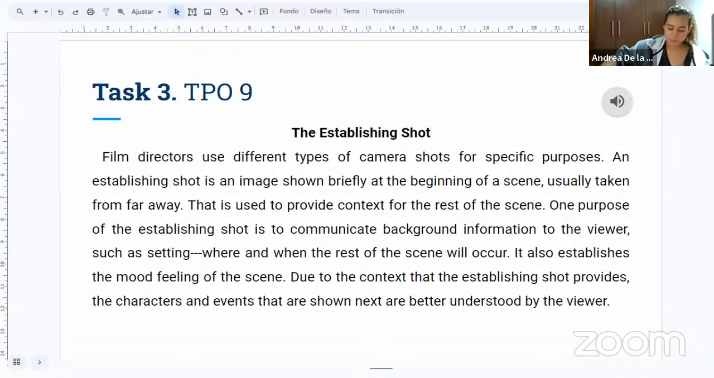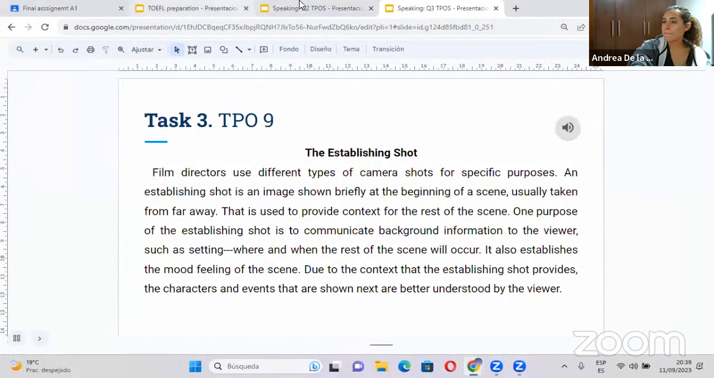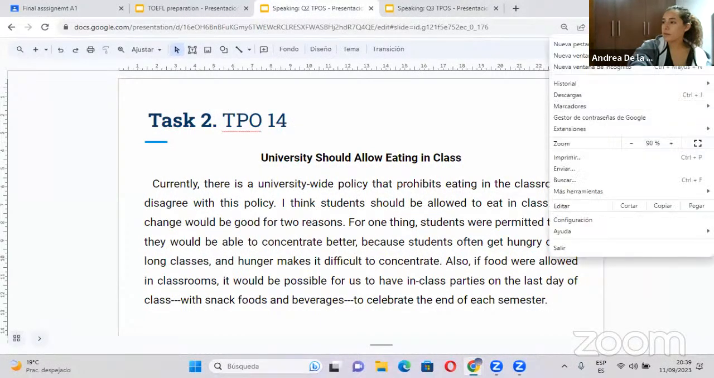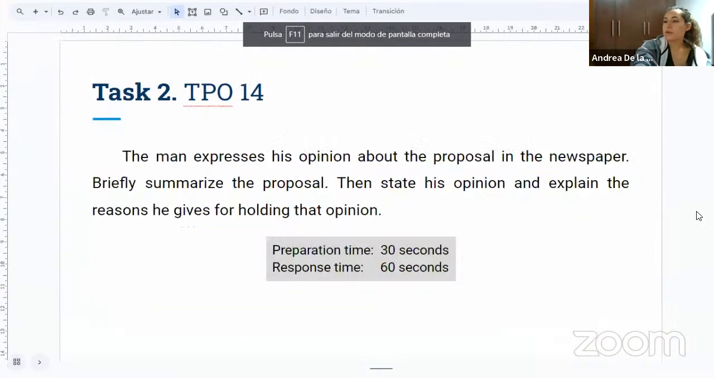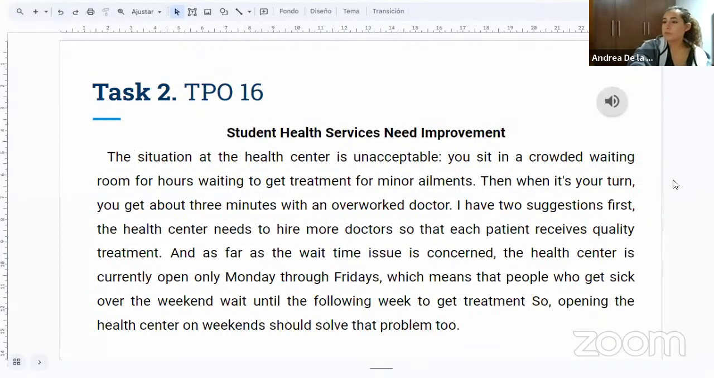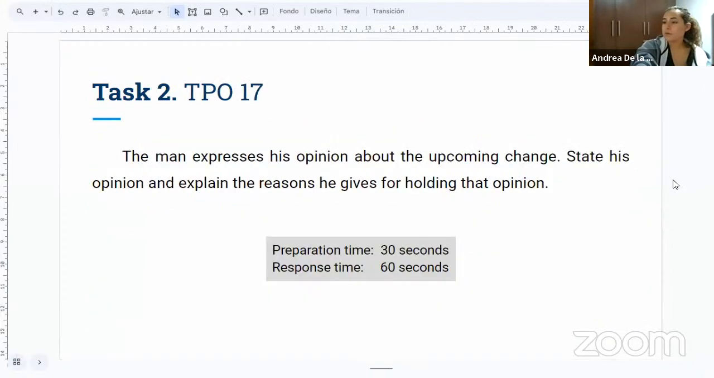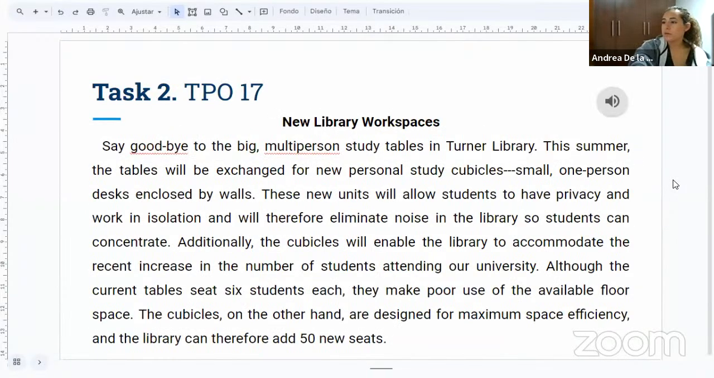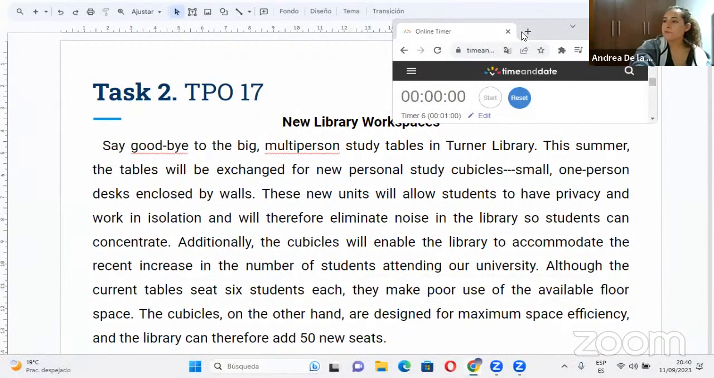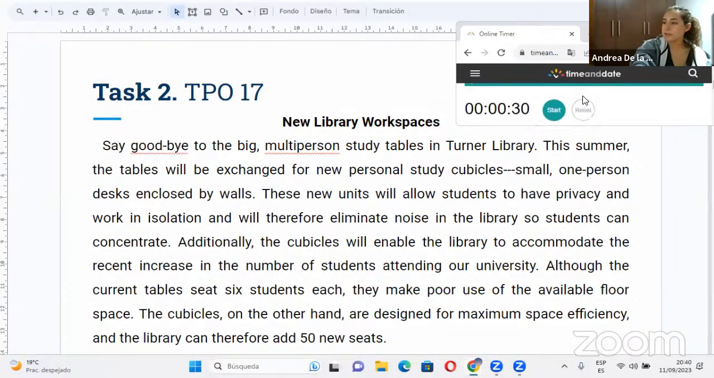Okay. Do you guys have any questions so far? Okay, let's do another one. Okay, guys, let's do this one here. So it will be the same. You guys have 45 seconds now to read the text.